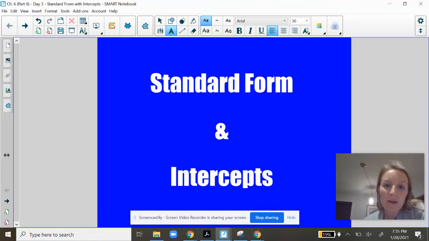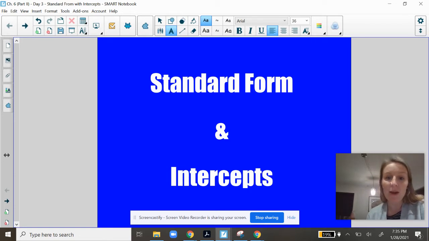In this video, we are going to talk about standard form, which the name of it might feel unfamiliar, but I promise you've actually seen this type of equation before. And then we're going to talk about intercepts. You have seen y-intercepts, but there's another type of intercept, which I'm going to introduce to you here.